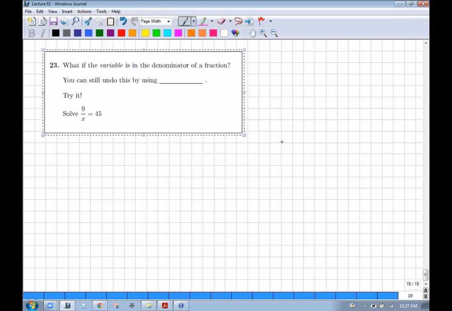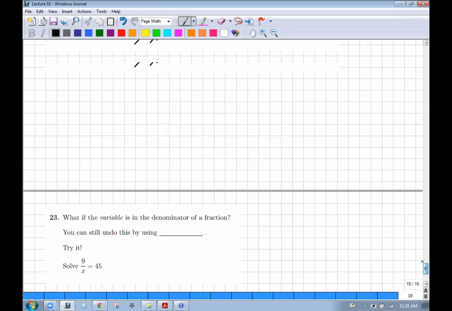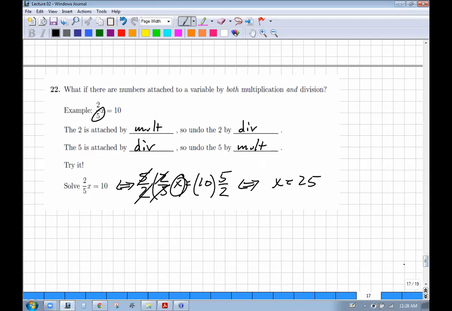Could you go back to that one real quick? Yeah. The 2 is multiplied by the x, so I divided by 2. The x is divided by 5, so I multiplied by 5. See, it's all right here. There's a 2 up here, so I put a 2 down there. There was a 5 down here, so I put a 5 up there. And I had to do the same thing to the other side. But that makes the x get left alone.